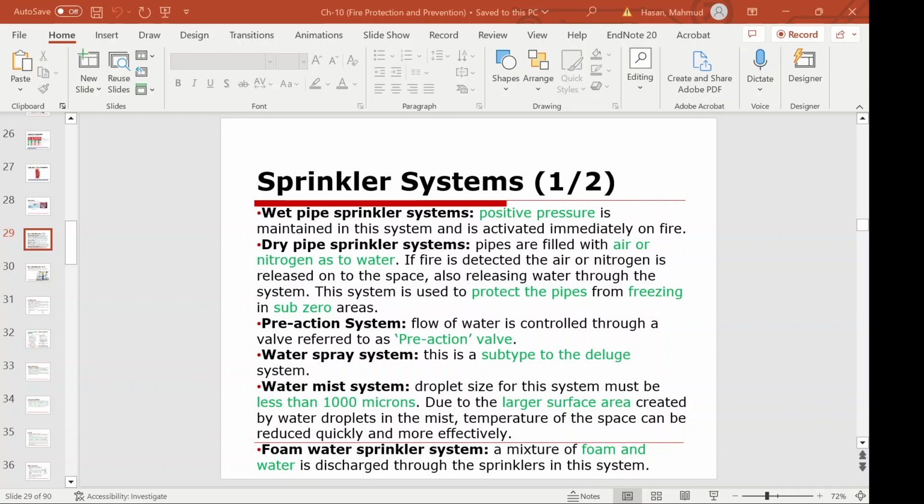So starting with wet pipe sprinkler system, positive pressure of water is needed here. Basically you fill up the sprinkler system with water, okay? So positive pressure is maintained in the system and it is activated immediately on fire.